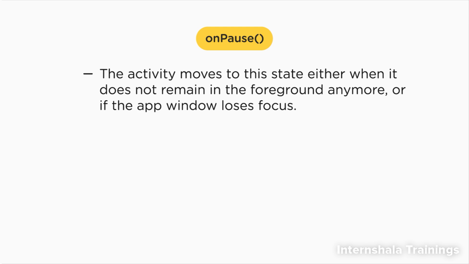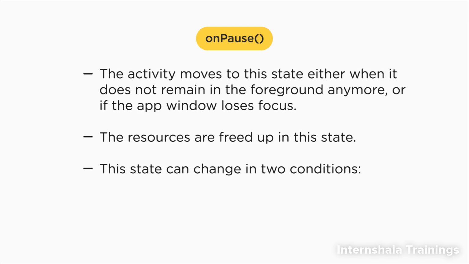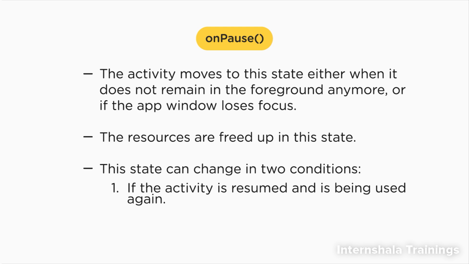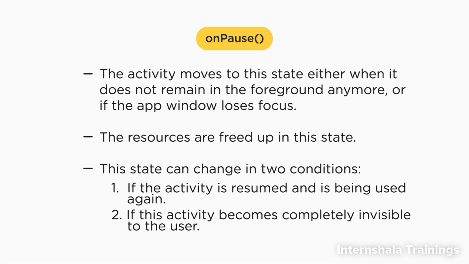Once the activity enters this state, the resources that were being used by the activity can be freed. Now, this state changes in two circumstances. One, when the activity resumes and is being used again, or if it becomes completely invisible to the user. Once the activity is resumed, then the onResume method will be called. Now the system keeps the activity instance that was last shown to the user in memory and recalls that instance when the onResume method is called.